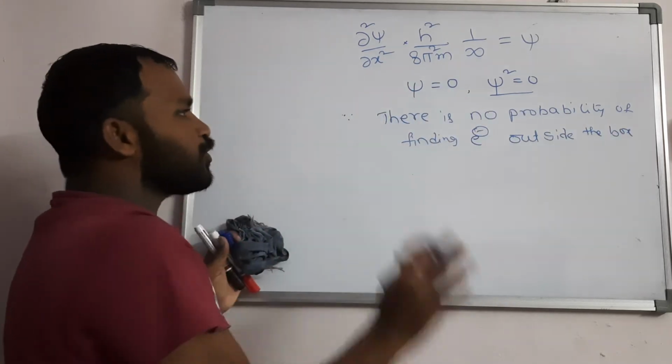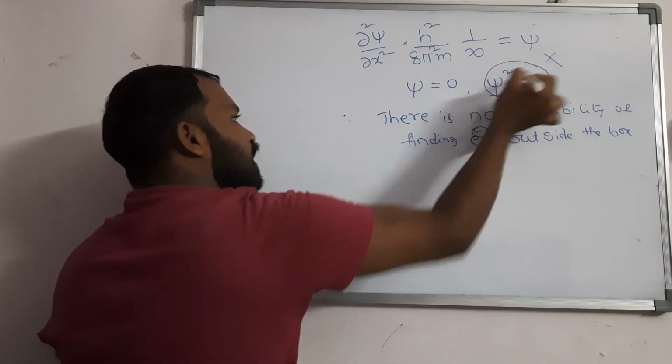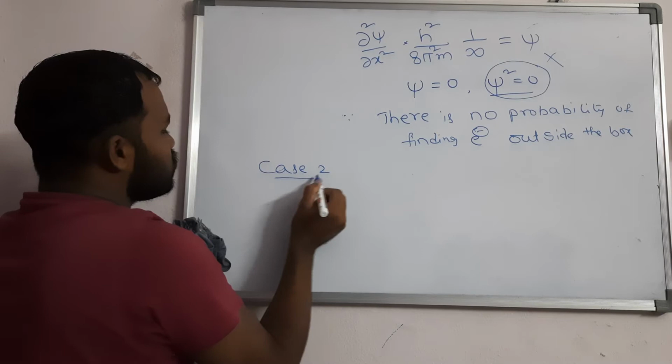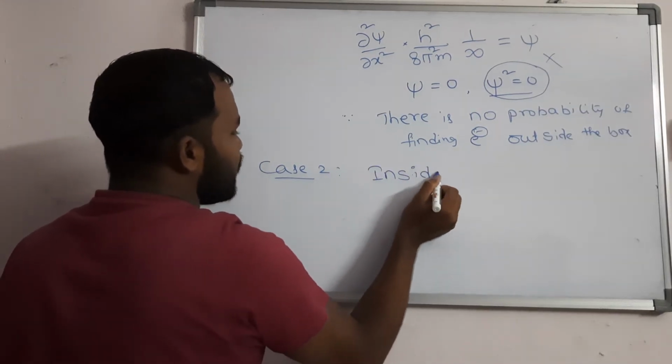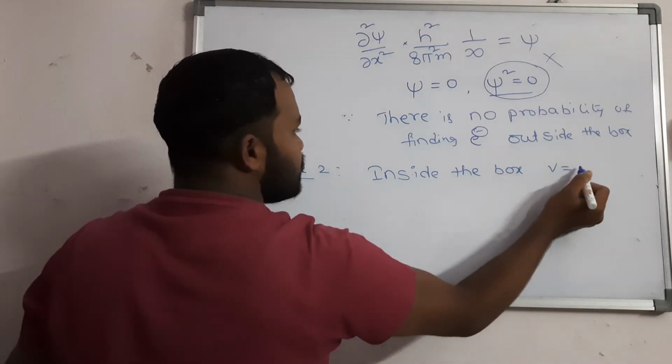In case 1, what did you prove? Just you proved that there is no probability of finding the electron. Then case 2. What is case 2? Inside the box, right? What is V inside the box? V is equal to 0.